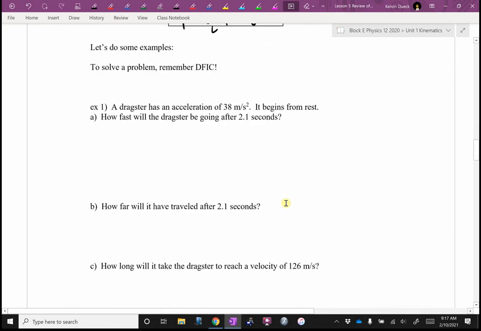So, example one. A dragster has an acceleration of 38 meters per second squared. It begins from rest. Oh, Jack, what's A asking me to find? Which one is how fast? Is that an acceleration? No. How do I know it's not an acceleration? Because they gave me one. Yes? Okay. What's how fast? Which physics concept is that? Velocity. Is that asking me to find VF or VI?